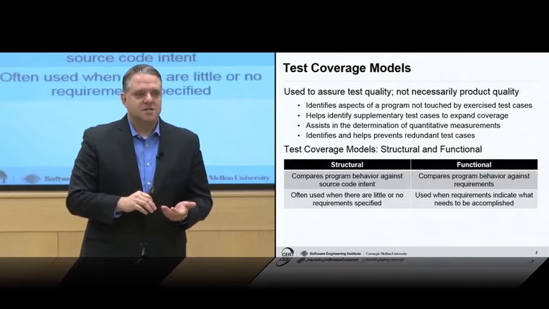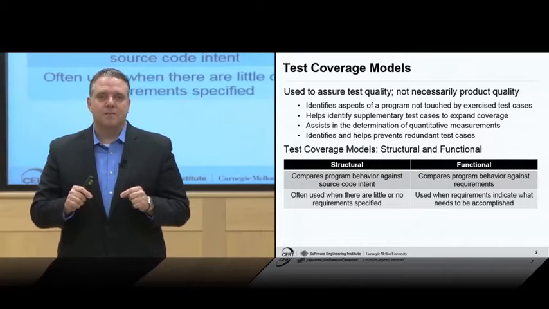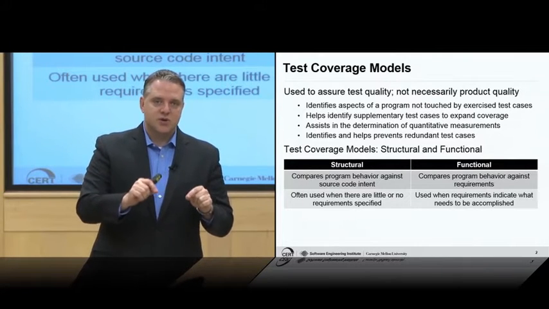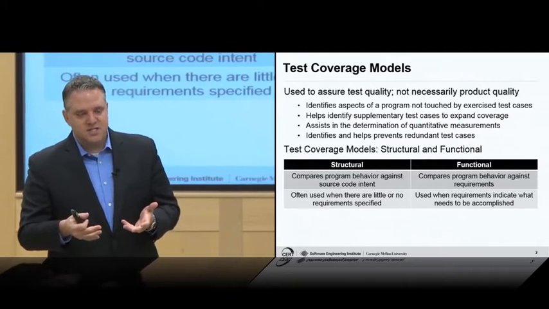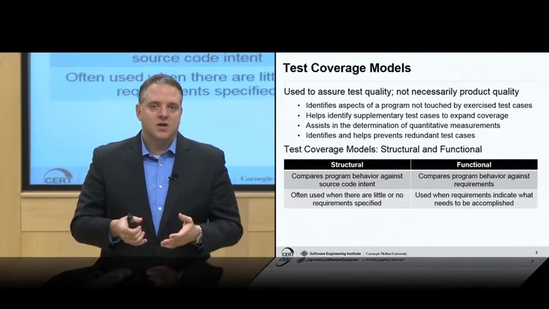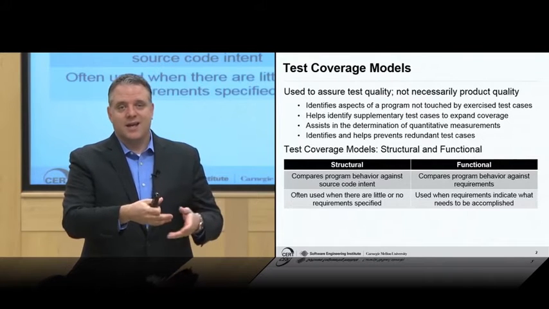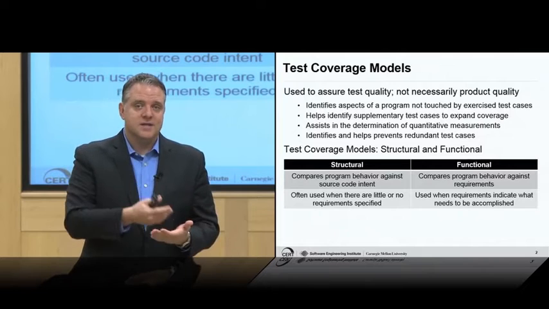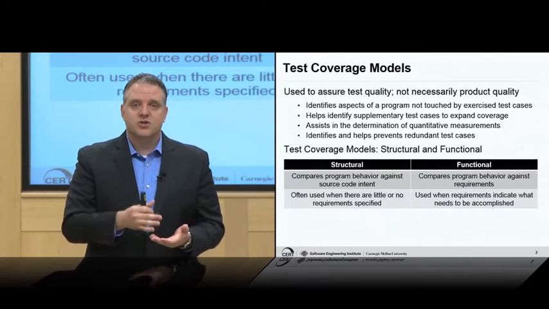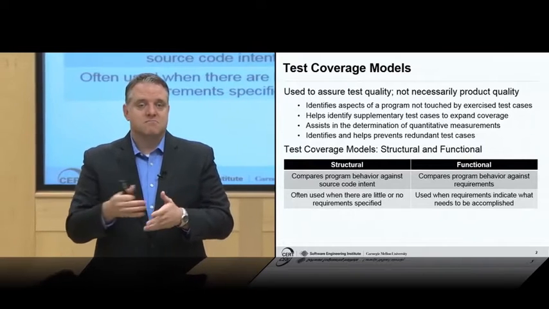The structural test coverage model takes the approach that you're looking at the program against what the source code says it's doing. And you use this type of test model when you don't have any requirements to work from, meaning you've got an application and you're not really sure what it's supposed to do. All you have to go on is the source code.